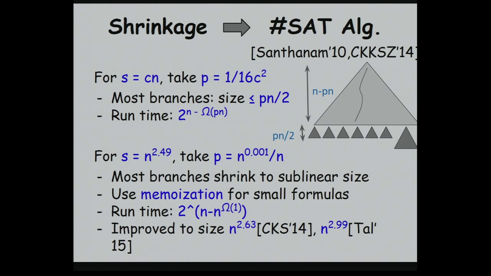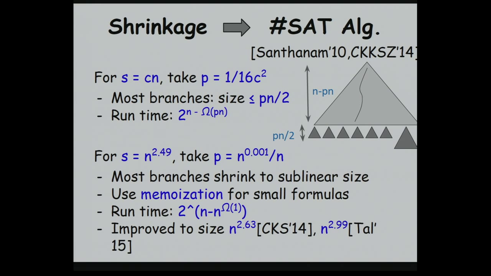Okay. Now, since we know that the shrinkage exponent for De Morgan formulas is 2, the same algorithm can be somehow generalized for a larger size. So essentially, in a recent work by Tal, they give an algorithm that runs in the same time, but for size n^2.99. It's like n to gamma plus 1 minus some little constant. So this matches the best known formula size lower bound we have.